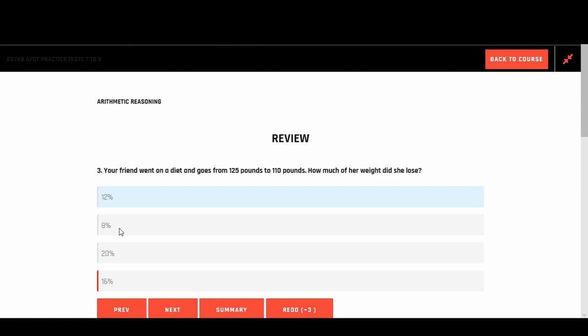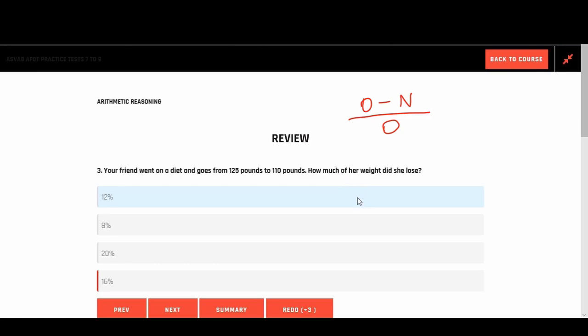Whenever you're dealing with percent increases or percent decreases, you have to understand that you work them out the same way. And I like to call them this. O stands for the original, and N stands for the new weight, or new whatever. So O minus N over O will give you the percentage of weight that she lost.